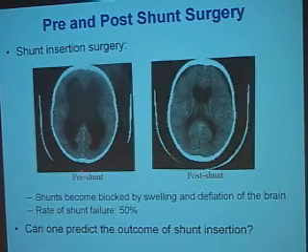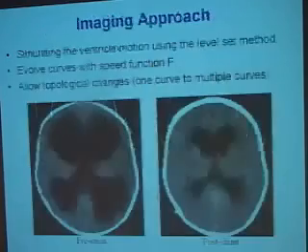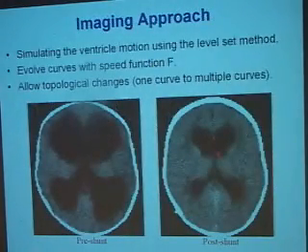Now here is a picture of the pre-shunt surgery. You can see this huge, big ventricle. This is after the shunt surgery. The ventricle is much smaller. The normal size of a ventricle is about this big. It's not very, very big. And fortunately, the failure rate is about 50%. So it would be nice to have a good prediction of the ventricle.